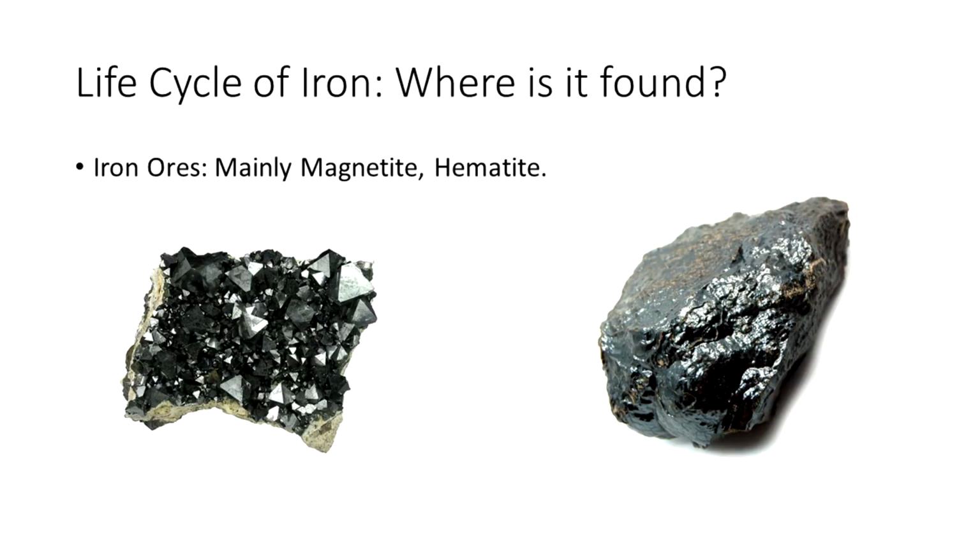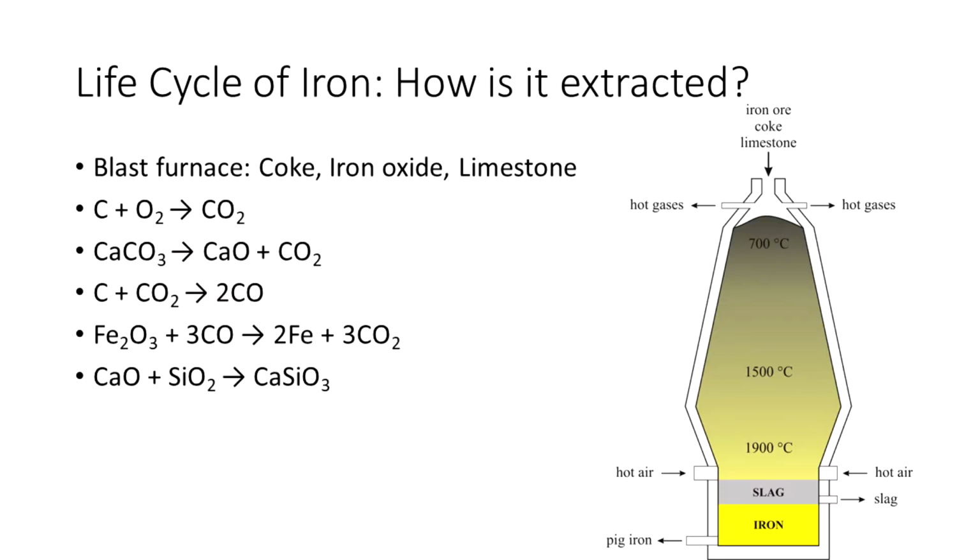The most common types of iron ores are magnetite and hematite, which have to undergo a redox reaction to obtain iron in a blast furnace, where coke, iron oxide or iron ore, and limestone are added, and hot air is blasted into it.